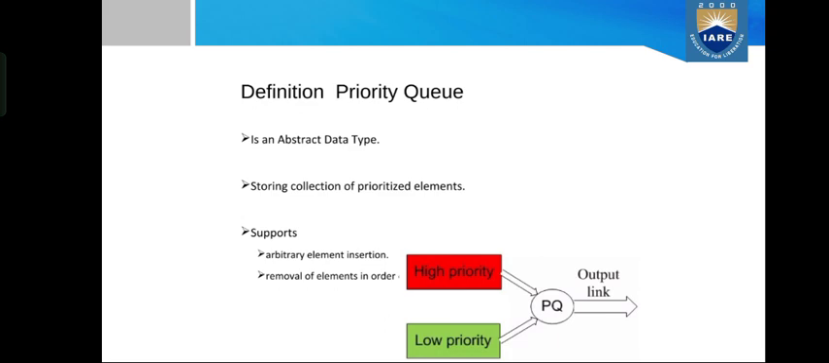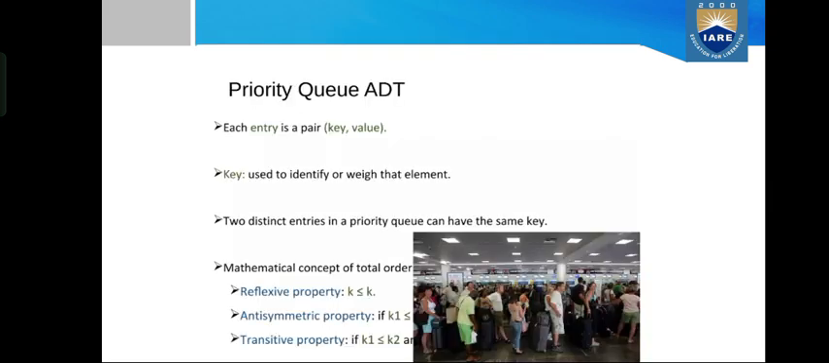Definition of the priority queue. It's an abstract data type that stores a collection of prioritized elements and supports element insertion and removal of elements in order of priority. In the priority queue ADT, each entry is a pair of key and value. The key is used to identify or weight each element. To distinguish entries, note that entries in the priority queue can have the same key.